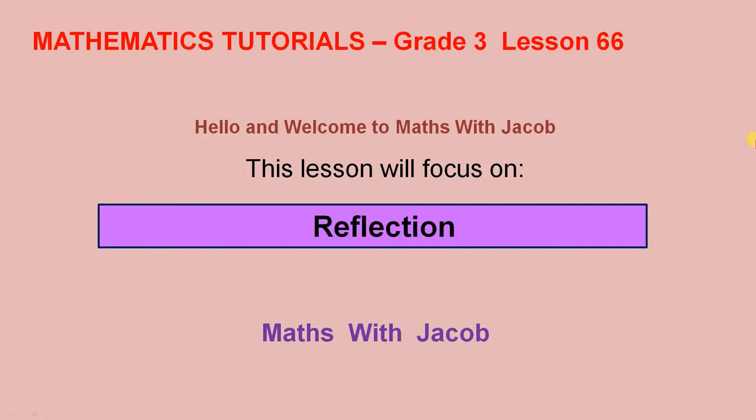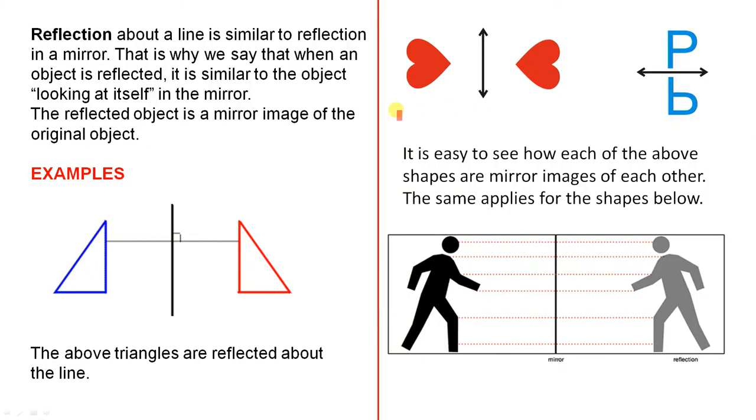This lesson will focus on reflection. Reflection about a line is similar to reflection in a mirror. That is why we say that when an object is reflected, it is similar to the object looking at itself in the mirror. The reflected object is a mirror image of the original object.